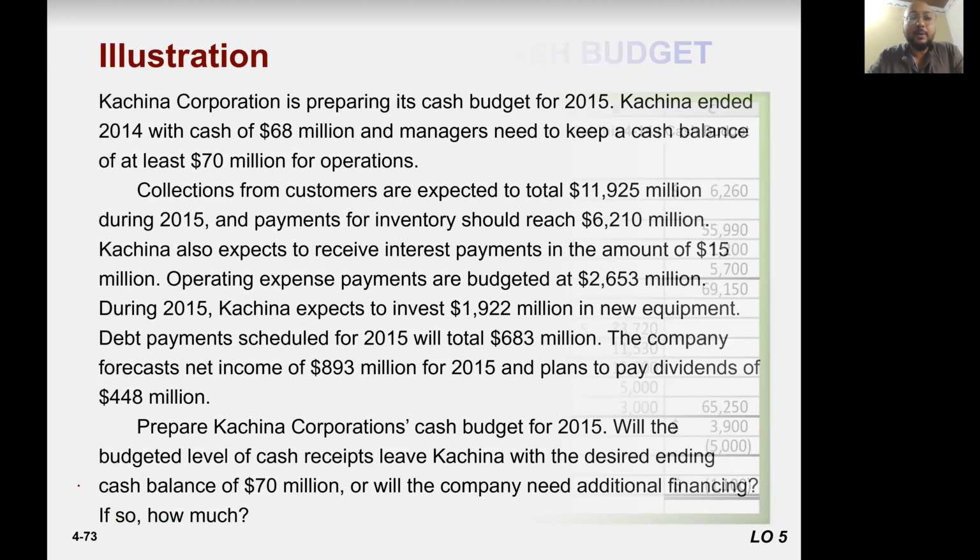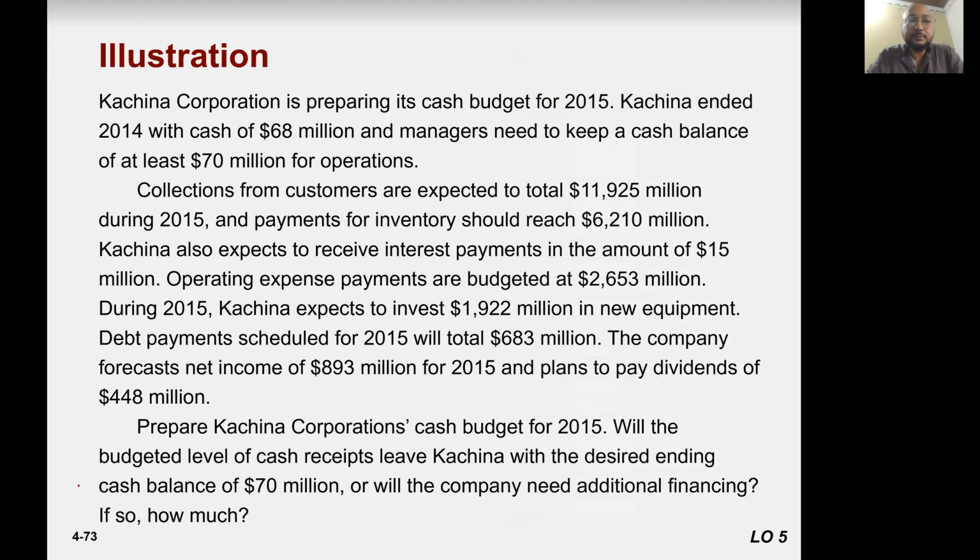So we are going to have this illustration here. We have Kachina Corporation, which is preparing its cash budget for 2015. Okay, so Kachina ended 2014 with a cash balance of 68 million. So we are preparing for 2015, and that would be our beginning cash balance.